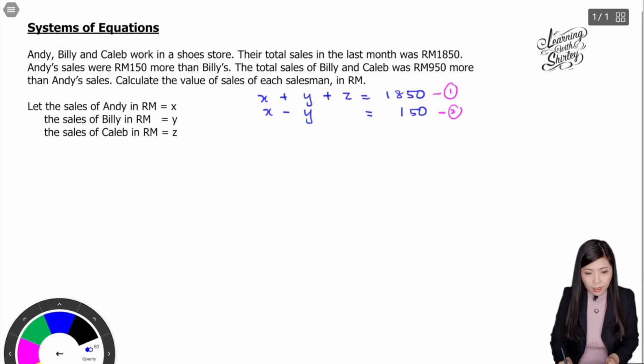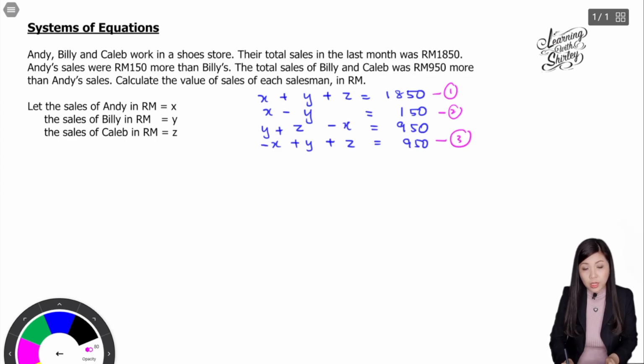Let's continue reading. The total sales of Billy and Caleb was 950 ringgit more than Andy's. Which means that Y plus Z minus X equals 950. Now I'm going to rearrange this so that my negative X can be in front: negative X plus Y plus Z equals 950. So this is my equation number 3. So now we have the 3 equations already.